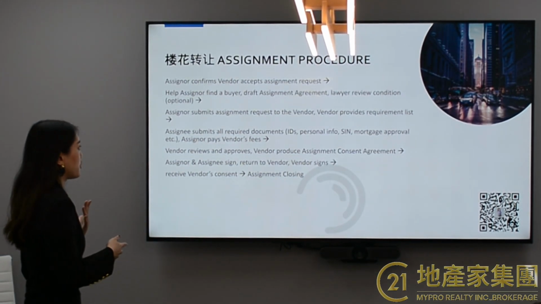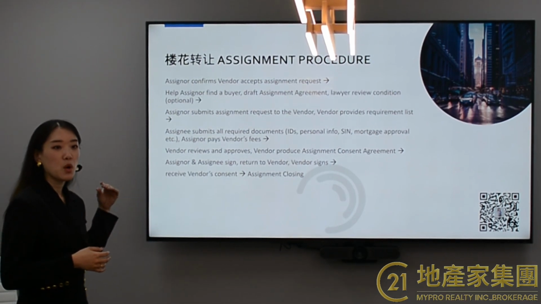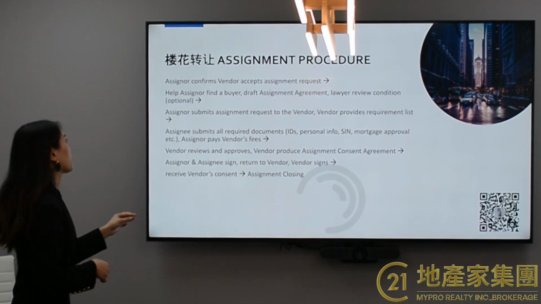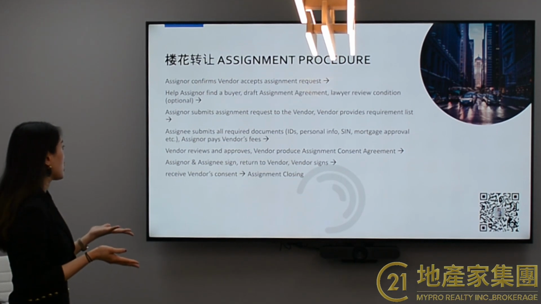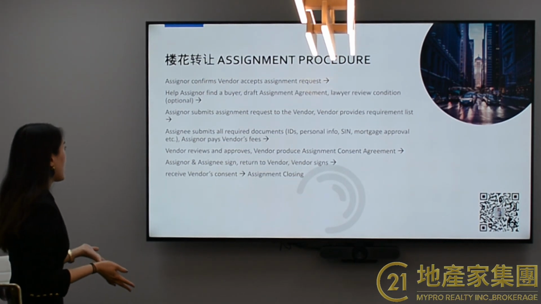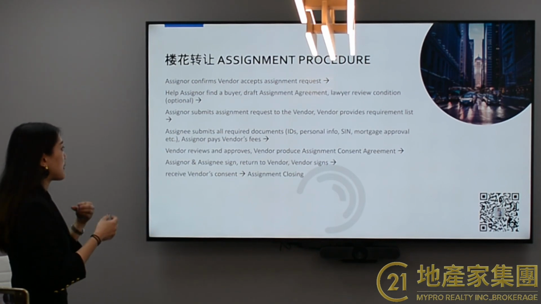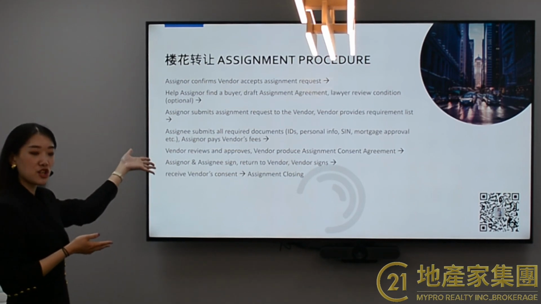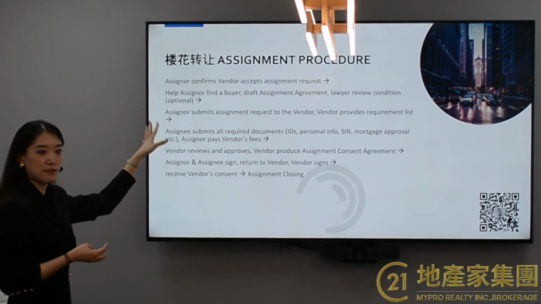This is the overview, from the beginning to the end, of what an assignment is from a very practical point of view. In the very beginning, when you have a seller who wants to sell the property, that's what we call an assignor. When the assignor first has this intention, you should reach out to the vendor. The vendor here is the builder. That's what we call them in the contract.